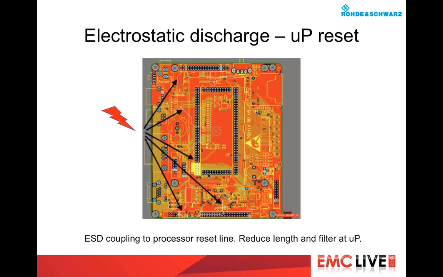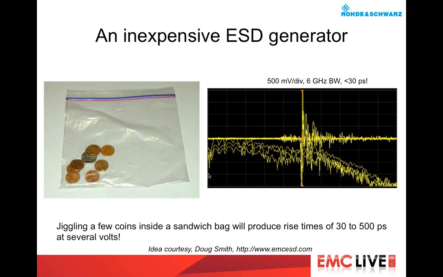Here's another idea from my colleague Doug Smith. Simply putting a few coins in a sandwich bag and jiggling them will cause considerable ESD, and so jingling these coins near your product is a good test during troubleshooting. You can see we're measuring as little as 30 picosecond edges just from the coins, and the oscilloscope display there is 500 millivolts, or a half a volt per division, so we're getting several volts peak to peak from these coins.